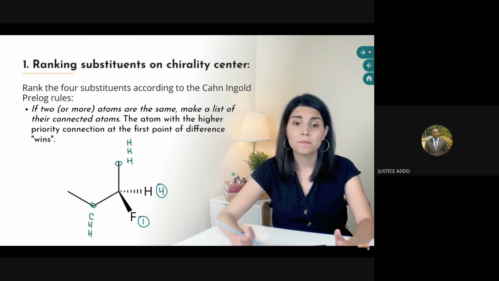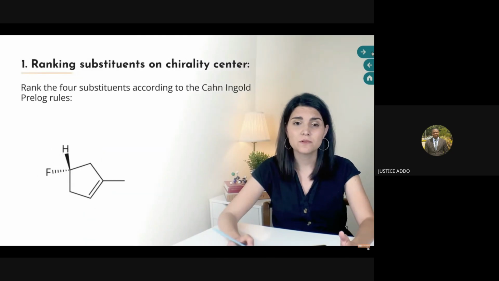Then we're going to go down both lists until we find the first point of difference. In this case, it's just the first atom. So carbon ranks higher than hydrogen. Therefore, the ethyl group carbon ranks higher than the methyl group carbon. And so we're going to give ethyl priority 2 and the methyl priority 3, respectively.